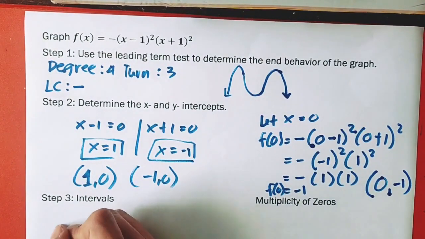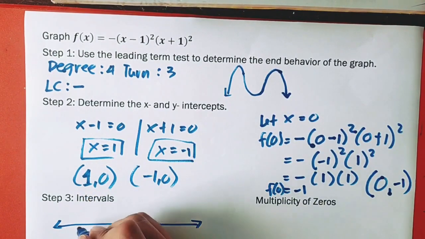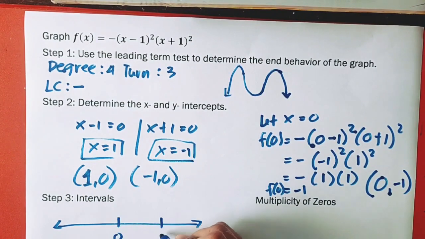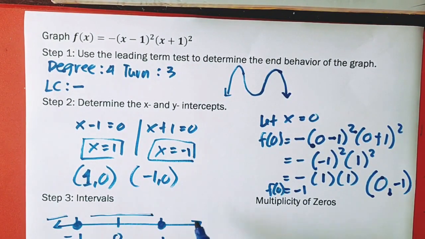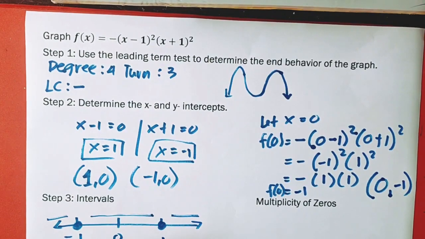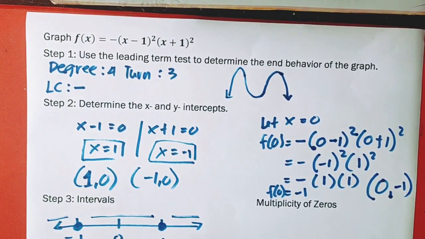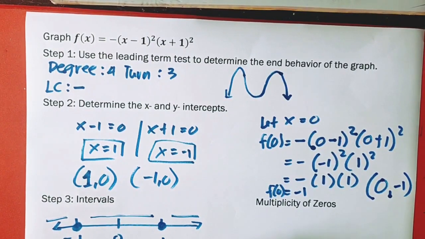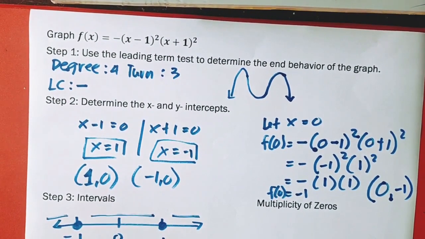The intervals: we have (1, 0) and (-1, 0). We need numbers to the left, numbers in between the two, and numbers to the right. Left of negative 1, I will choose negative 2. Between negative 1 and 1, that's 0. Right of 1, I will choose 2.